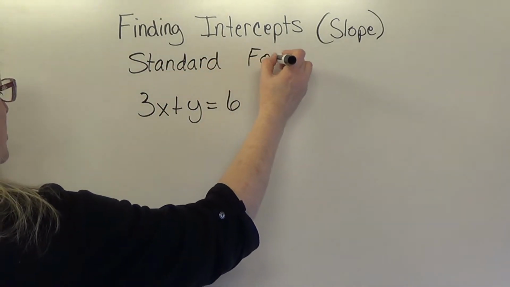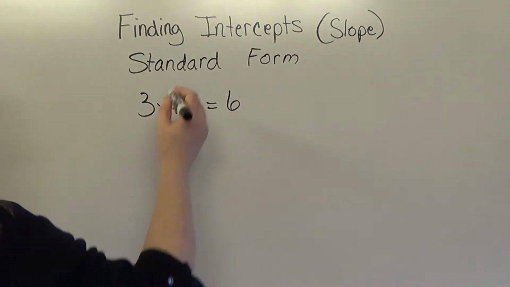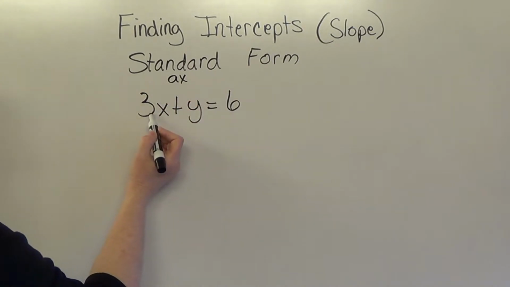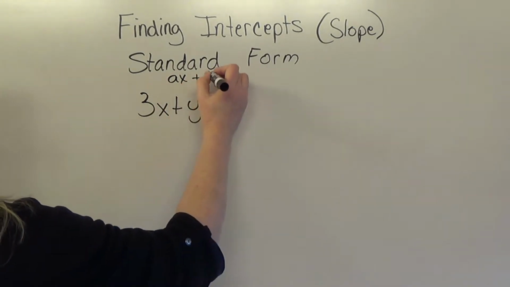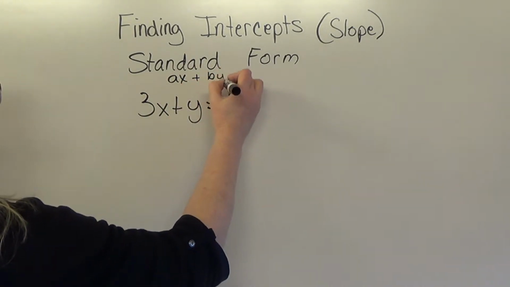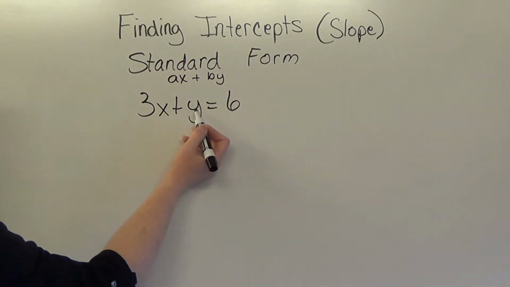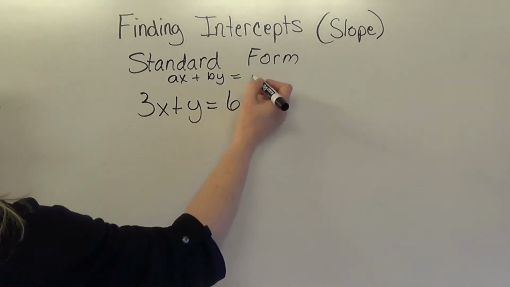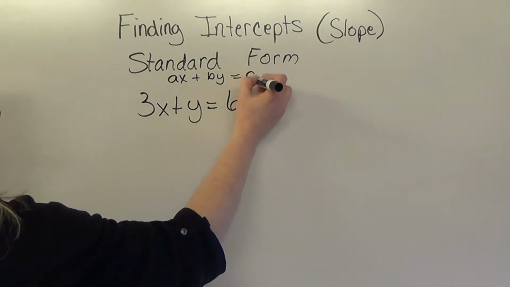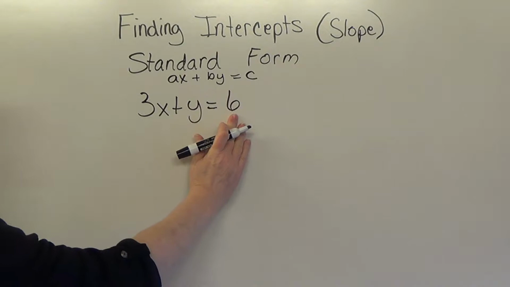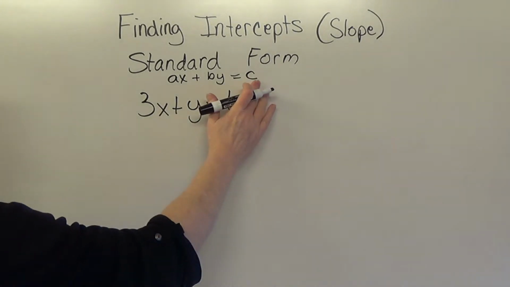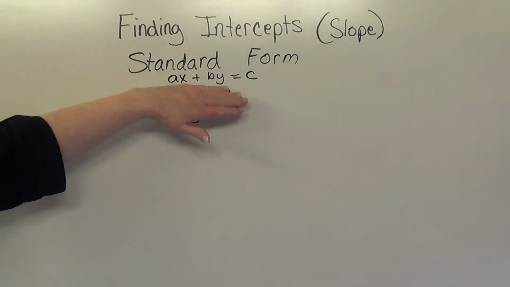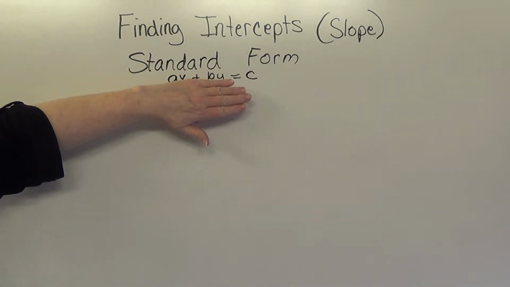And in the standard form, they set it up as a is the number in front of x, plus by, and b could be the number that's in front of y. Right now it's a 1. I put the equal sign, and then the number that's by itself, this number right here, 6, is a constant, so they use the letter C. But this is, in math, how they identify the standard form of an equation, ax plus by equals c.